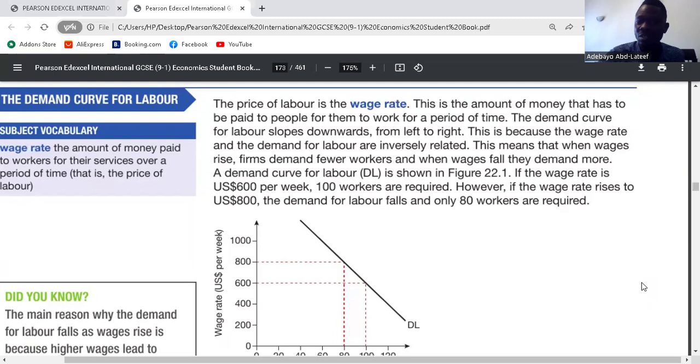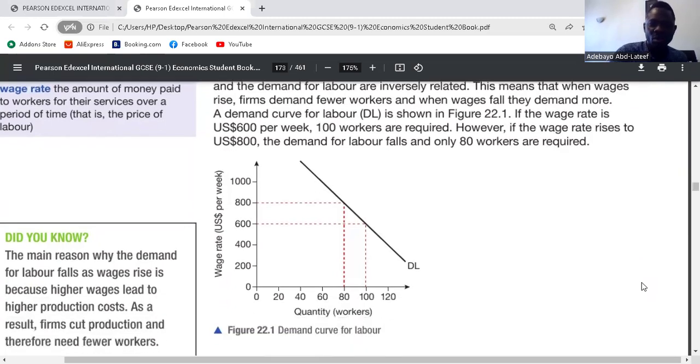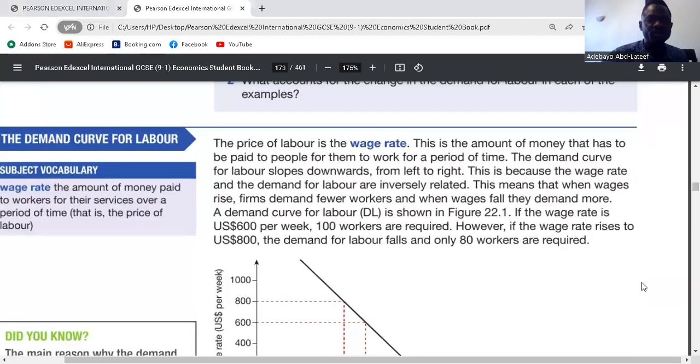If the wage rate is 600 per week, 100 workers are required. And if the wage rate increases to 800, fewer workers will be needed, which is 80. I think it's clear. So let me explain what I've just read.